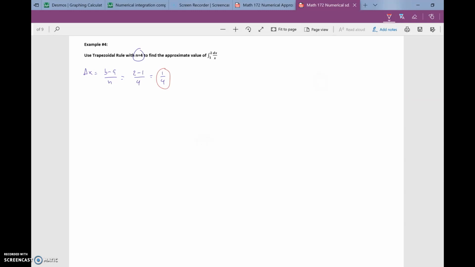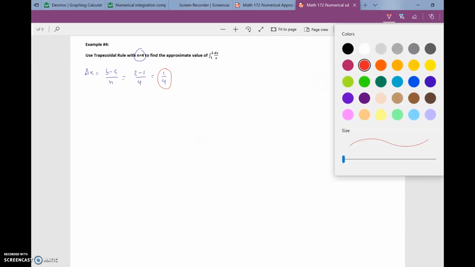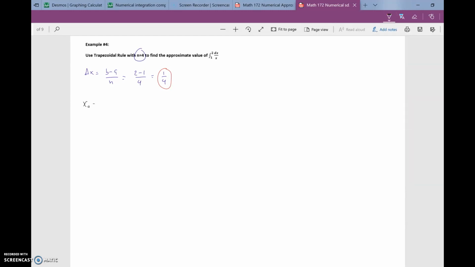And then the x's, we're going to start with x of 0 is equal to 1, then x of 1 is equal to 1 plus 1 times 1/4, which is going to be 1 plus 1/4. I'm getting 5/4 as x of 1. Then the next one, x of 2 is equal to 1 plus 2 times a fourth, or 1 plus a half, or 3/2.